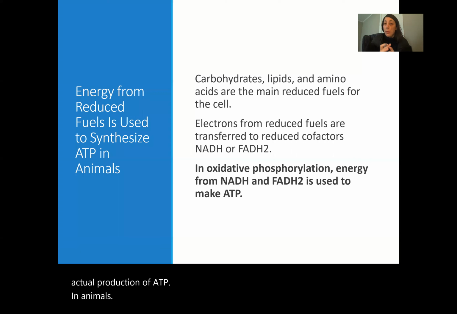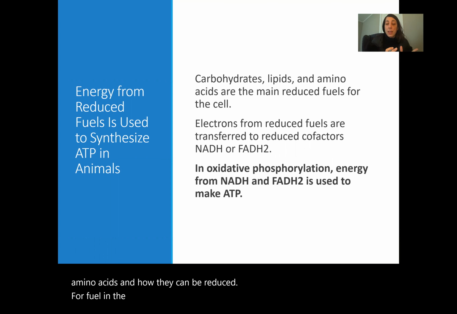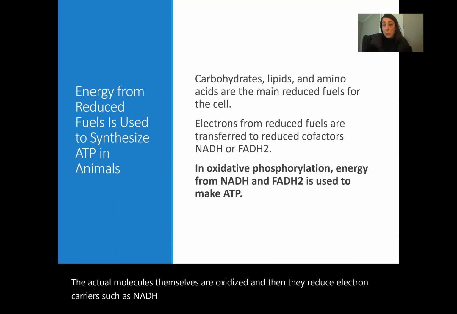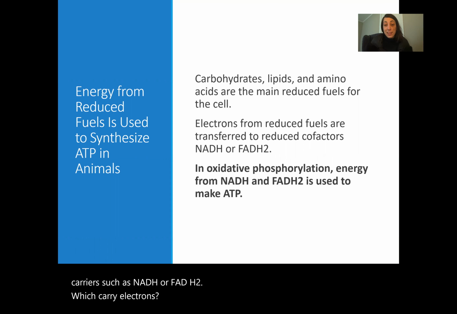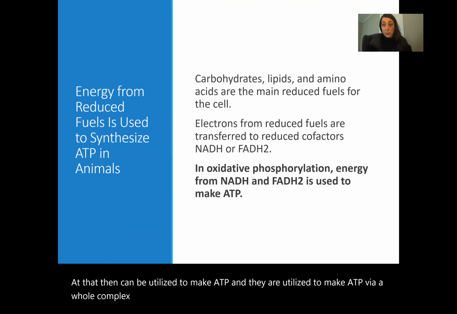So we already looked at carbohydrates, lipids, and amino acids and how they can be reduced for fuel in the cell, right? So the actual molecules themselves are oxidized and then they reduce electron carriers such as NADH or FADH2, which carry electrons that then can be utilized to make ATP. And they're utilized to make ATP via a whole complex called oxidative phosphorylation.